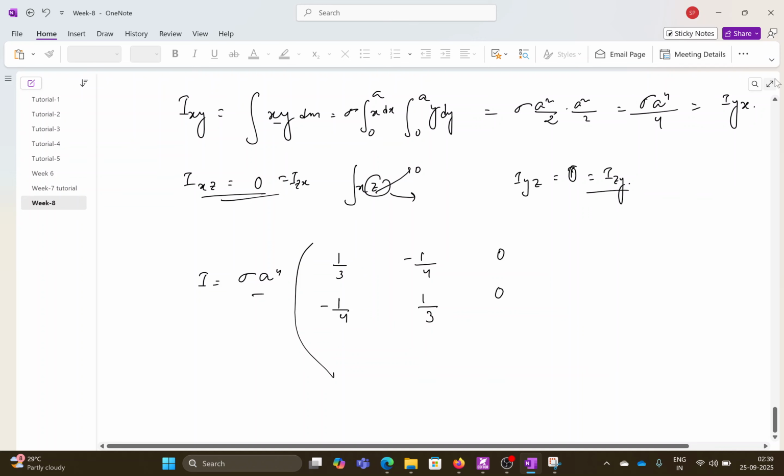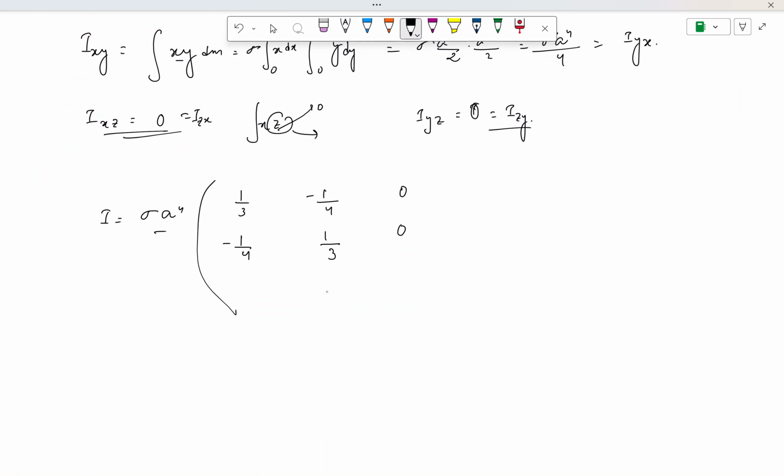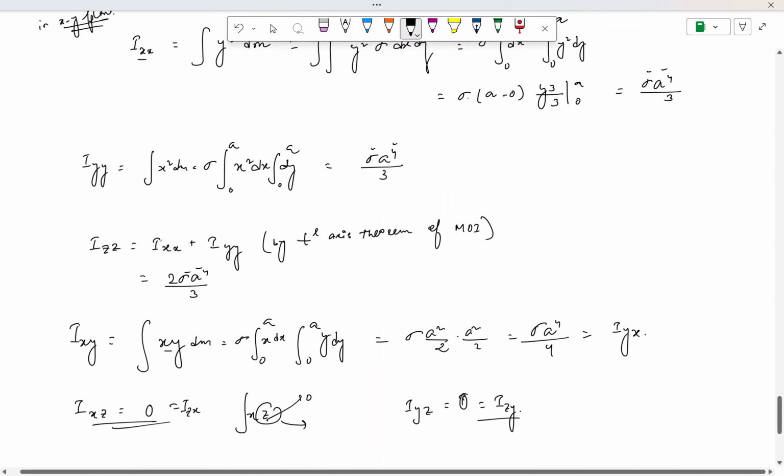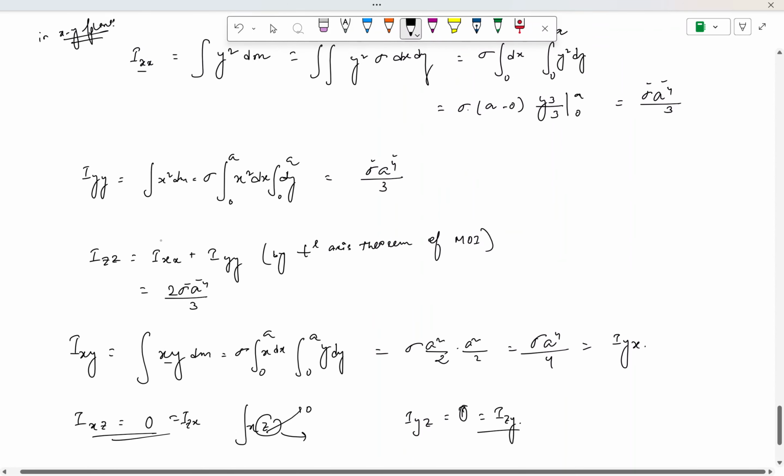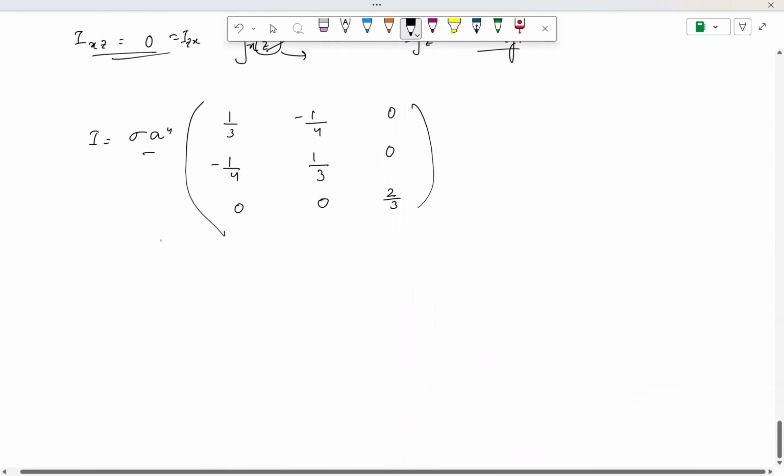Okay. So then the last row will be Izx or Ixz. Both are the same. Again it will be 0 because there is no z. Then Iyz or Izy will also be 0 because again no z is there. Then Izz is simply 2/3 because sigma a to the power 4 is taken common outside. Now we have finally successfully constructed our moment of inertia tensor matrix representation.